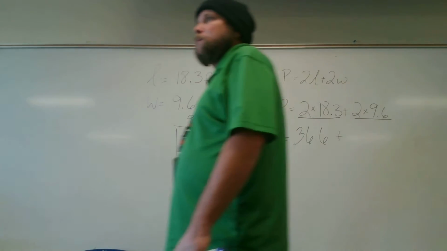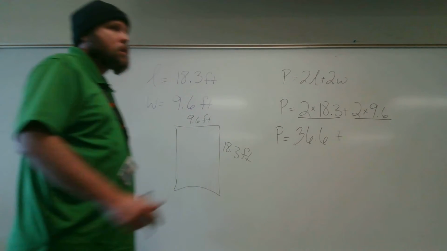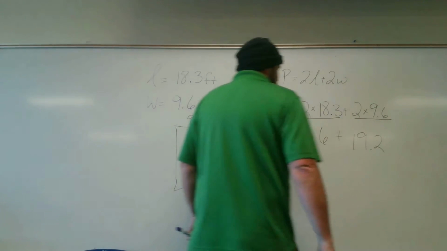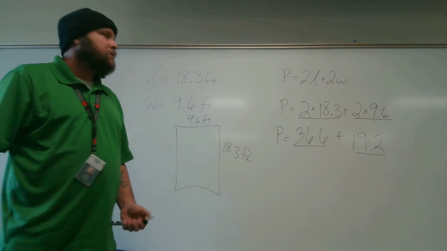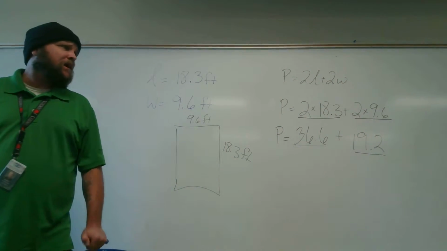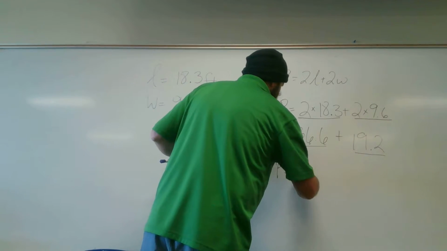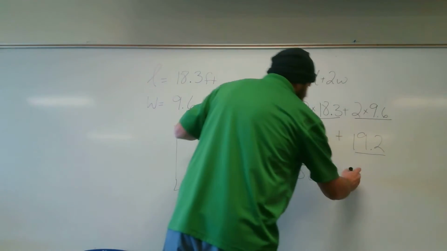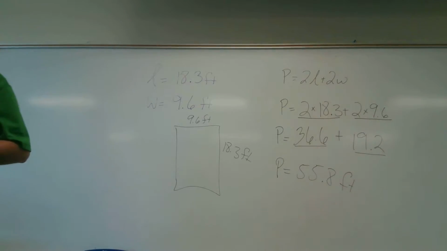Plus, Hannah, what is 9 and 6/10 times 2? 19.2. We add those two products together. And Hannah, what is the perimeter of this rectangle? 55. 55 and 8/10 feet.